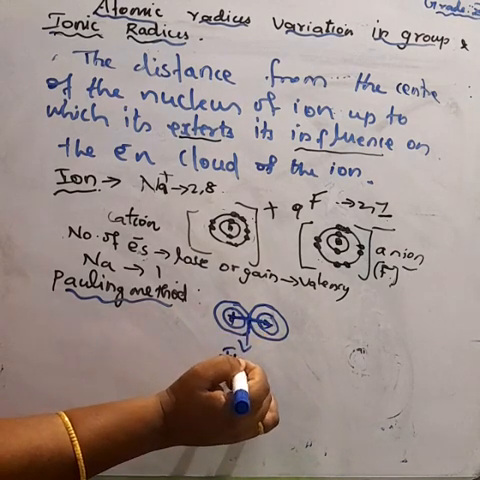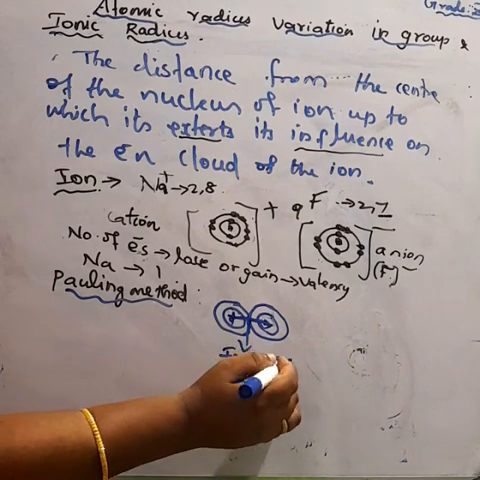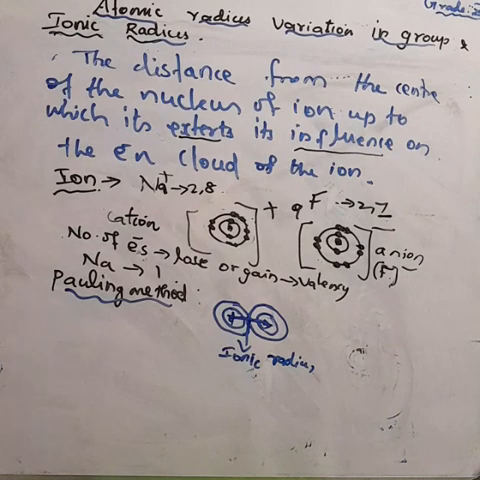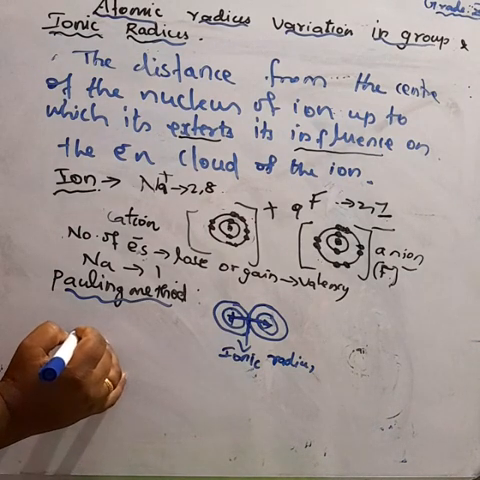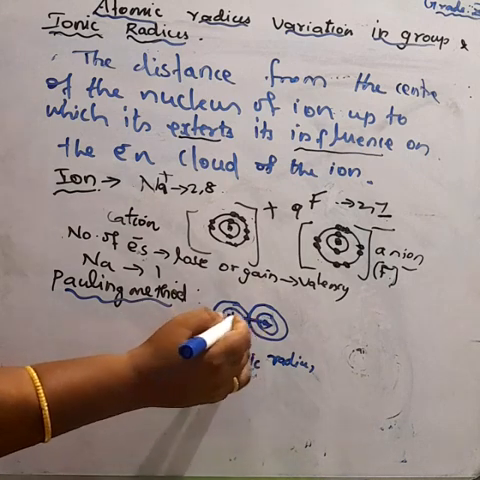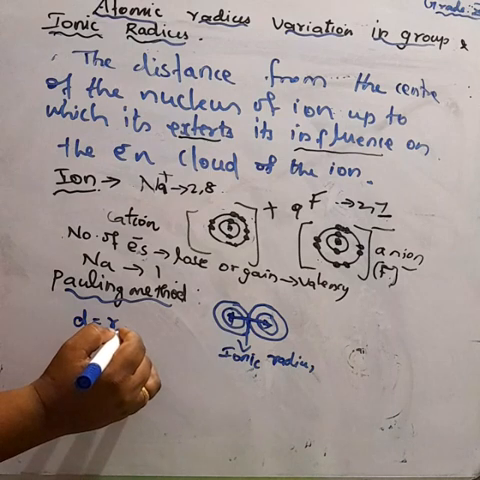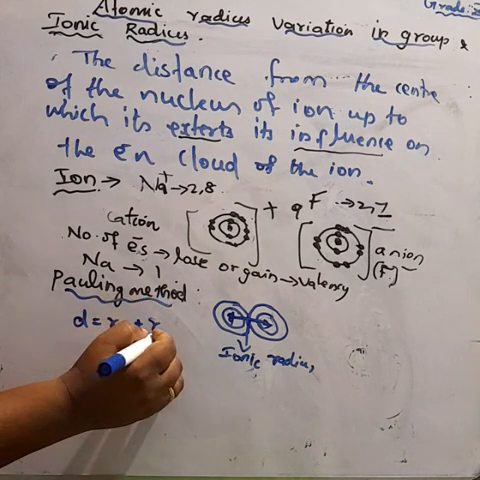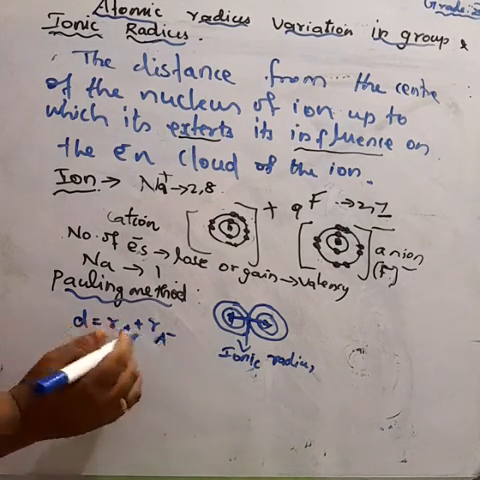Understood? So how to calculate the ionic radius? Here, according to the Pauling method, we have one formula, where D means distance. Ionic radius, D is equal to RC plus RA. What do you mean by RC? C plus means cation.